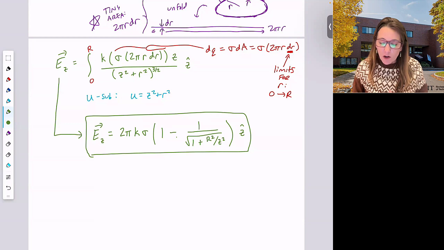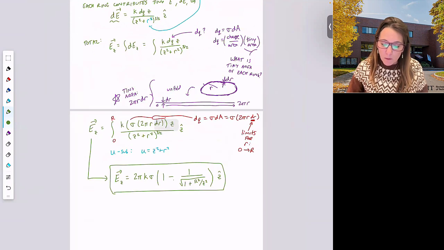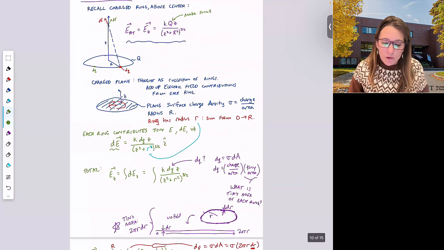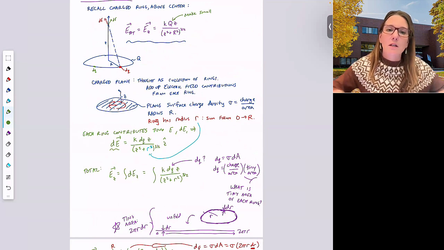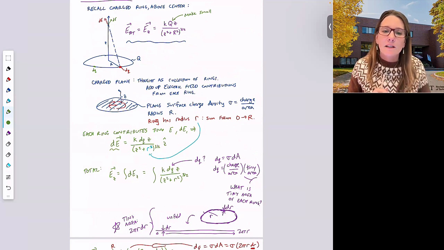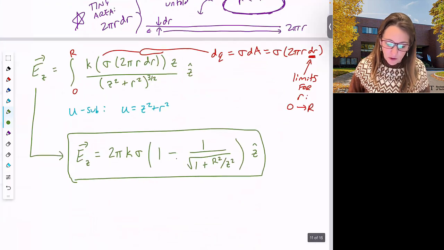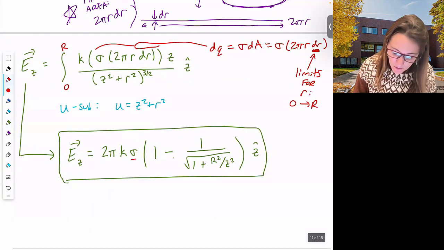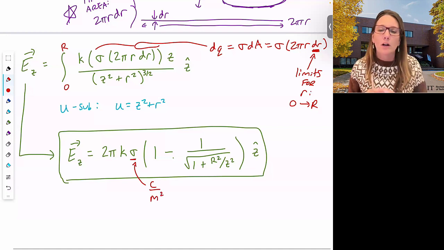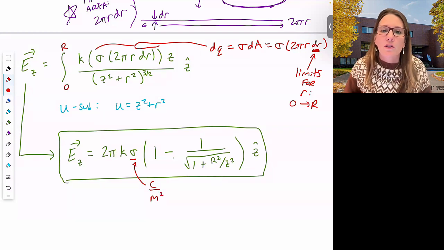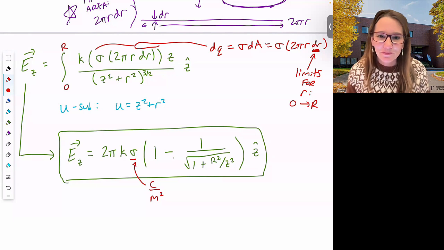But fundamentally, all we did for this problem before we move on to that summary was to take the charged rings result and then make it into a continuous plane. And by doing so, we now have an electric field that's in terms of its charge per area. So that's a coulombs per meter squared term for this charged plane.